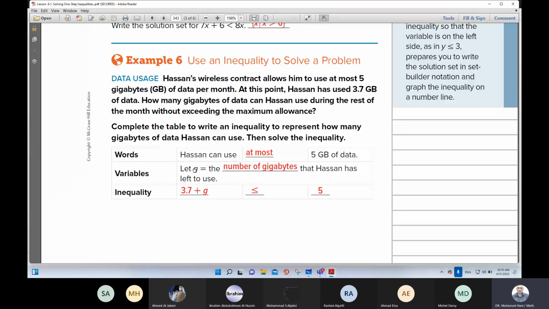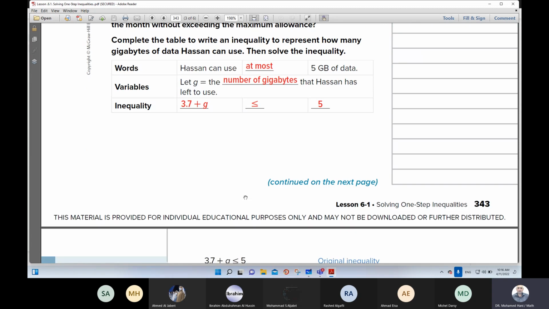The variable: let G mean the number of gigabytes that Hassan has left to use. So Hassan uses 3.7 plus the remaining number of gigabytes, which will be G. At most means less than or equal. This value will be 5. So this is the inequality. Now we can solve this inequality.